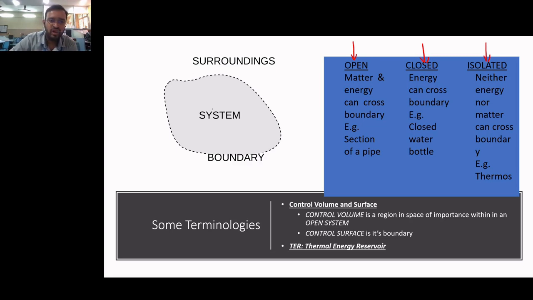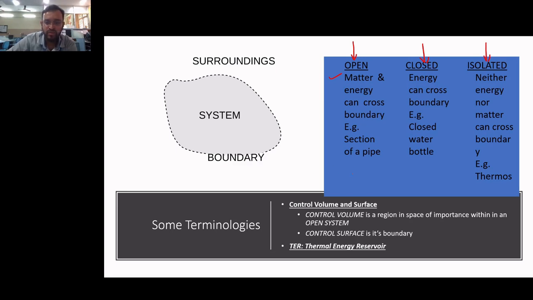As I already mentioned, in some cases you can have both mass and energy flow, in some cases only energy flow across the boundary, and in some cases neither mass nor energy flow across the boundary. On the basis of this, we define open, closed, and isolated systems. An open system is a system where mass as well as energy can flow across the boundary.